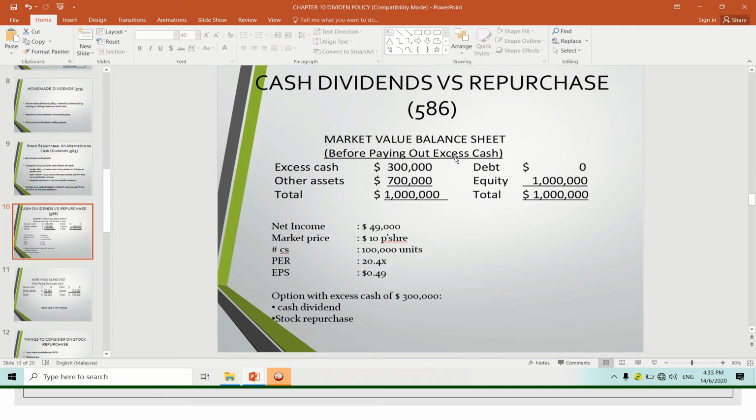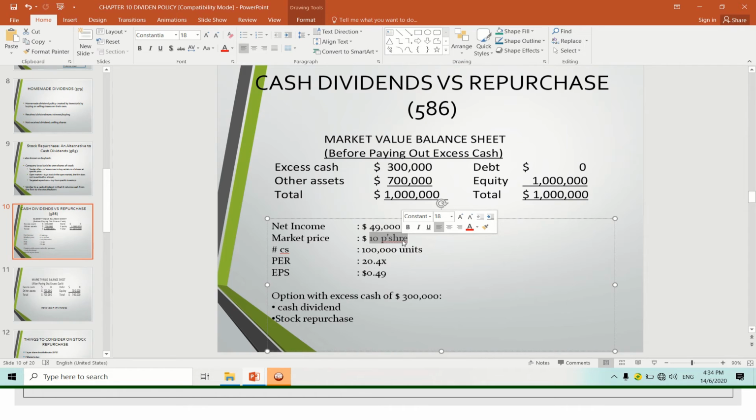So before paying out excess cash or paying out dividend, let's say the company has excess cash of 300,000, and there is no debt in the company's position. Equity is 1 million, other asset is 700,000, so total is 1 million in asset, and liability and equity is 1 million. The net income is $49,000, market price is $10 per share, number of shares is 100,000 units. So $10 times 100,000 gives 1 million.